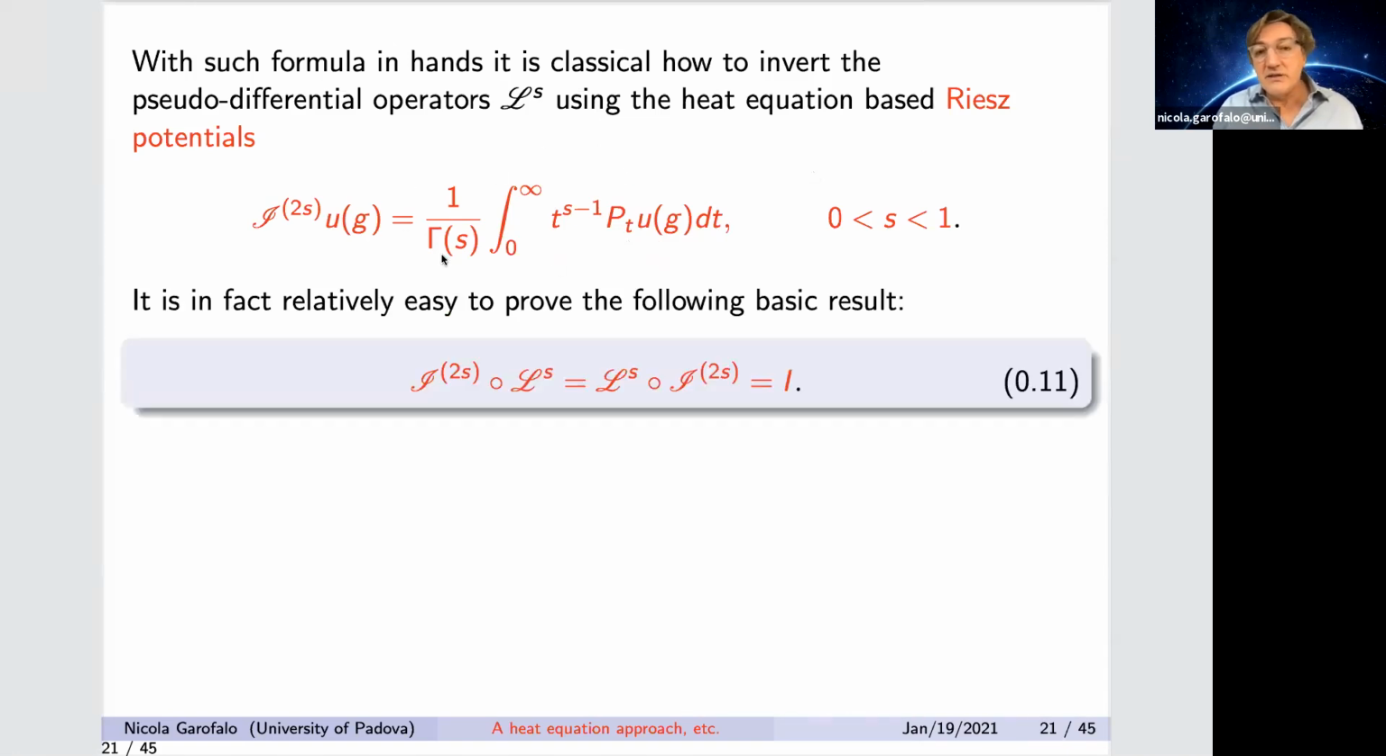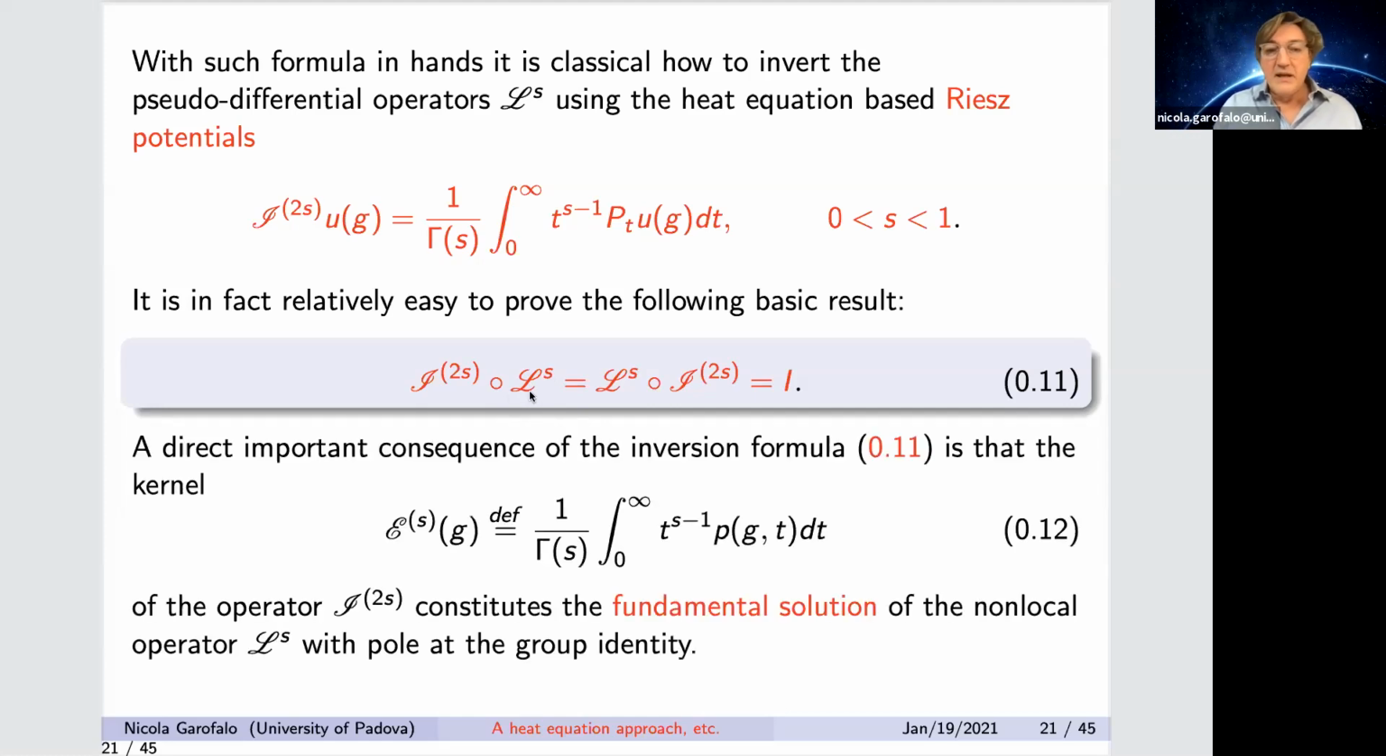Using this object, it's easy to prove that I upper S inverts L upper S. These operators are the inverses of the fractional powers of the horizontal Laplacian. In particular, this formula tells us that if we take the kernel of this operator, which is given by this function here, we get a fundamental solution of the operator L upper S with pole at the group identity. Okay, fine.